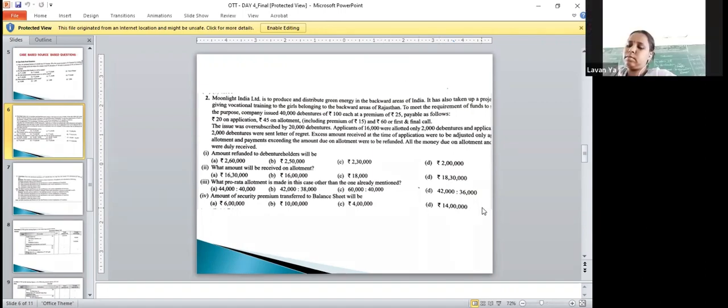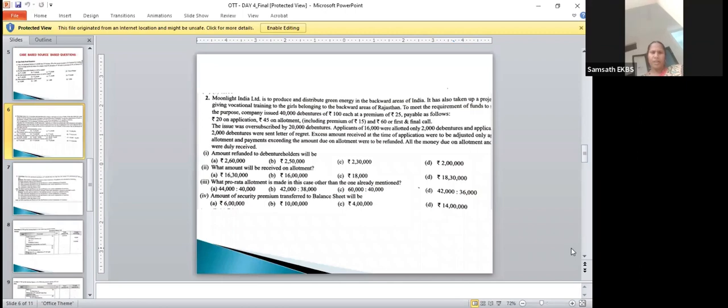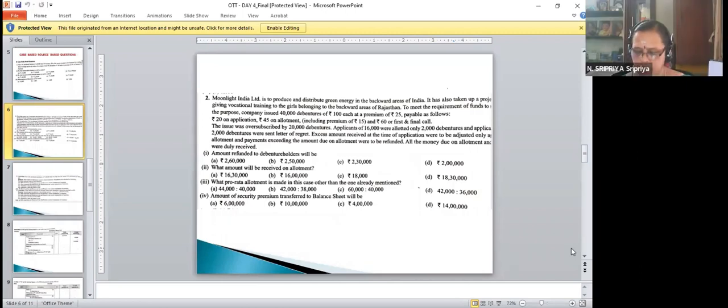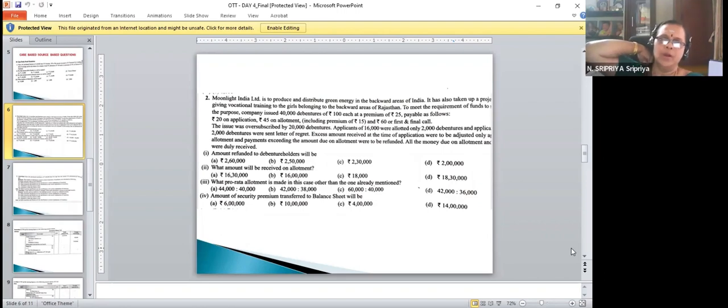38,000 into 45. It is coming 17 lakh 10,000. But there is no option for 17 lakh 10,000 here, including premium of 15 rupees.